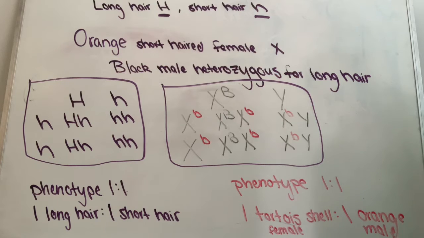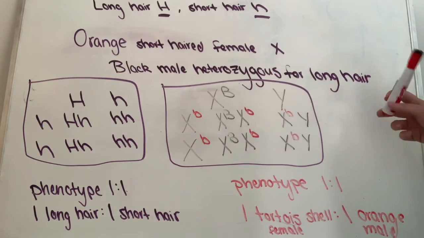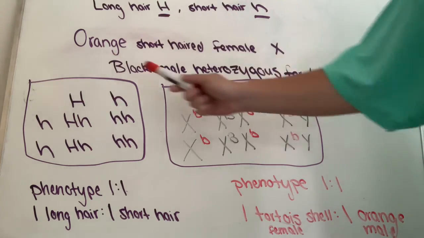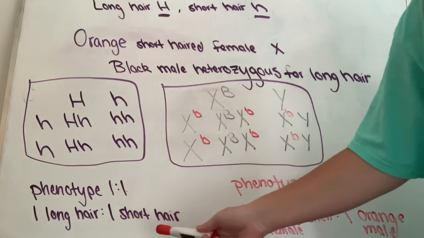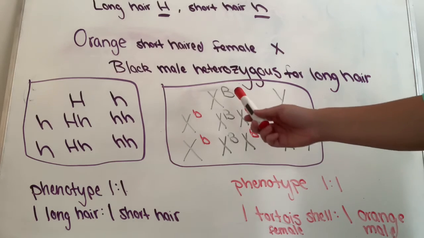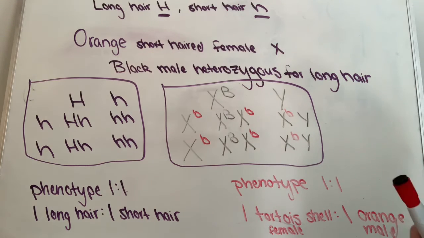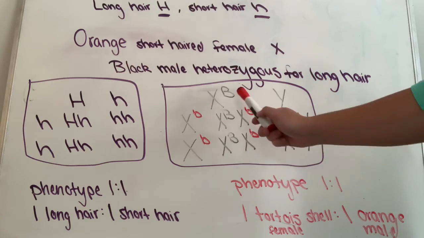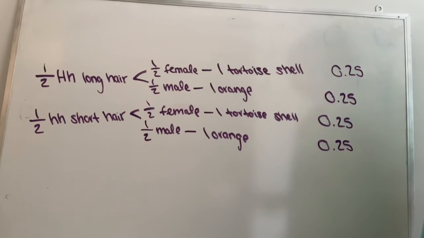I'm going to now demonstrate an example where we mix sex-linked traits with autosomal traits. We're going to mix an orange short-haired female with a black male that's heterozygous for long hair. Please note in this case that long hair has the dominant gene and short hair has the recessive gene. So when we do this combination in a Punnett square, we get a 1-to-1 ratio of one long hair to one short hair. Now when discussing the sex-linked colors, when we mix the black male with the orange female, we're going to get a 1-to-1 ratio of one tortoiseshell female, as you can see here, and one orange male, as you can see here. Here's what my previous example would look like as a branch diagram.